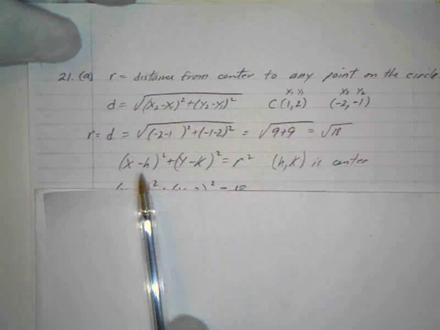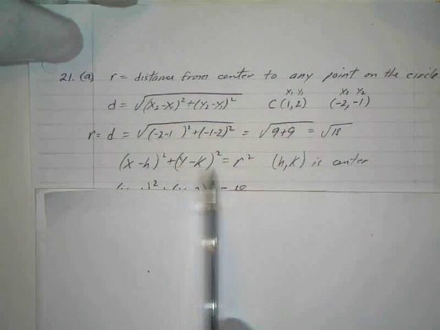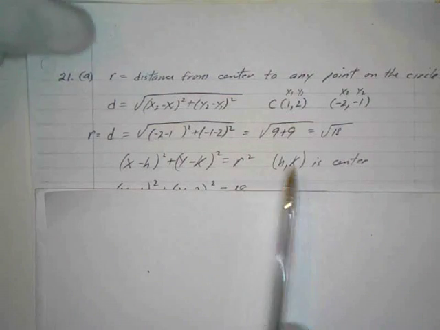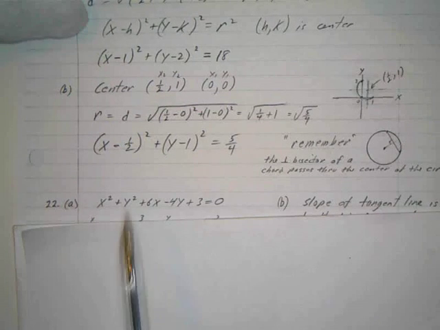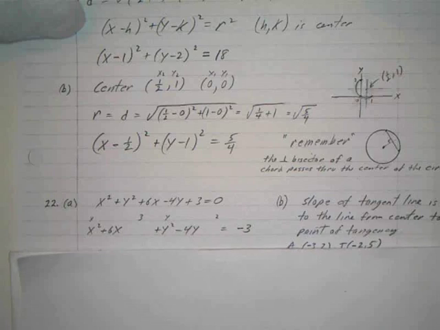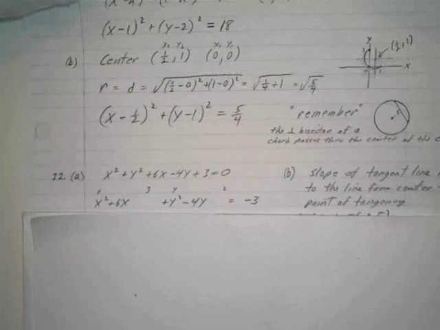This form here: (x minus h) squared plus (y minus k) squared equals r squared. Then we'll have the center and the radius. Okay, so what we have to do is complete the square. So what we do is we separate these out, so we put the x's together and the y's together. So this is what I did over here.